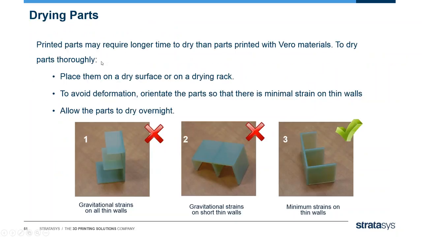Drying parts is very, very important. As long as the parts are wet and coming out of the washing system, the water jet, or the caustic soda baths, make sure your parts are stored on the shelf for drying in a way that avoids any deformations. I guess picture number 3 explains best how you should do that to avoid minimum strains on the sim boards.